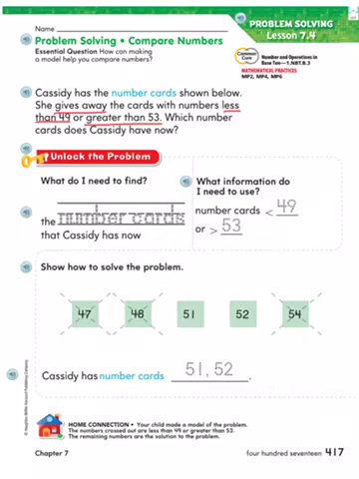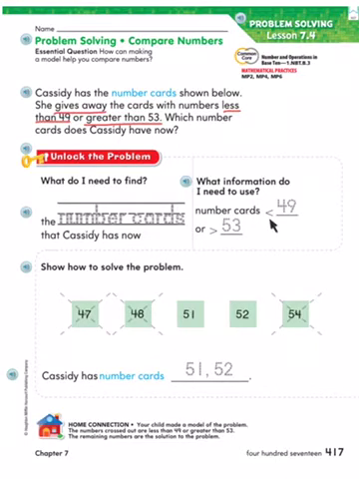Now they kind of broke this down for you down here. It says, what do I need to find? I need to find the number cards that Cassidy has now, because some of them she gave away, but the question is, which number cards does Cassidy have now? What information do I need to use? I know that the number cards she has, they're less than, okay. So we're going to do the numbers.